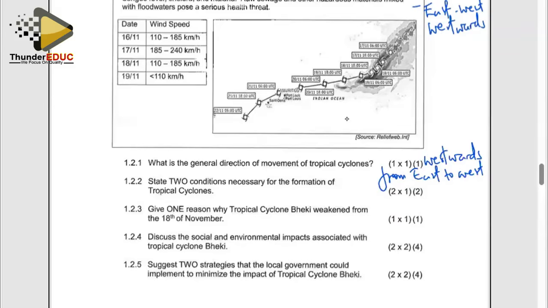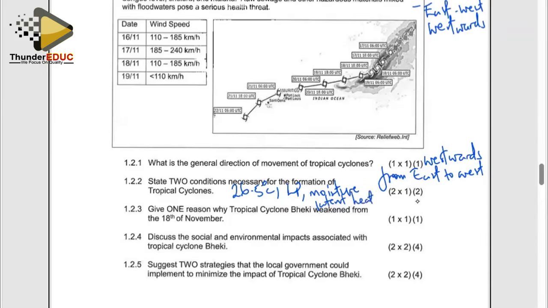State two conditions necessary for the formation of tropical cyclones. We have been talking about that. The conditions: they need sea surface temperatures which are around 26.5 degrees Celsius. It's a requirement. They also need warm oceans where there's low pressure. And we can also mention that they need sufficient moisture. It's a requirement. There must be sufficient moisture fed to the system so that it strengthens, which results in the release of latent heat. It's a very critical factor, the release of latent heat.